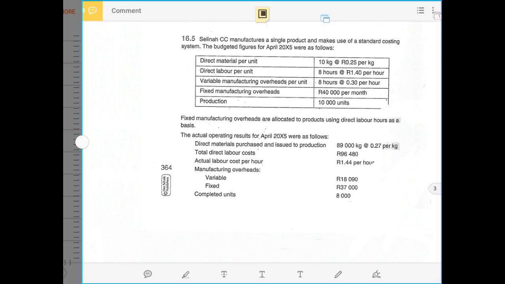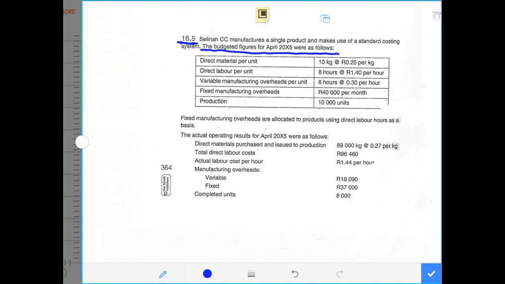More especially with regard to the standard quantity of material and the standard labor hours, because standard quantity of material and standard labor hours get calculated by taking into account the actual production. Then now we have 16.5 that I will be doing. It says in 16.5 that Selena Close Corporation manufactures a single product and makes use of a standard costing system, and the budgeted figures for April 2005 were as follows. So now we do have the budgeted information that is given to us.